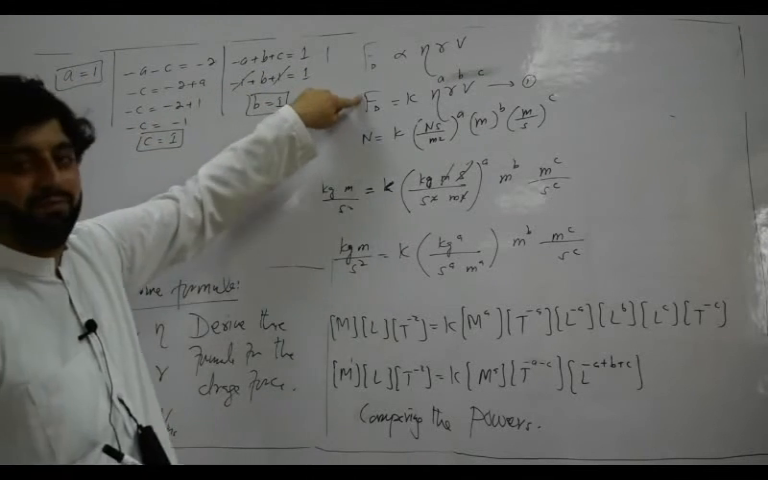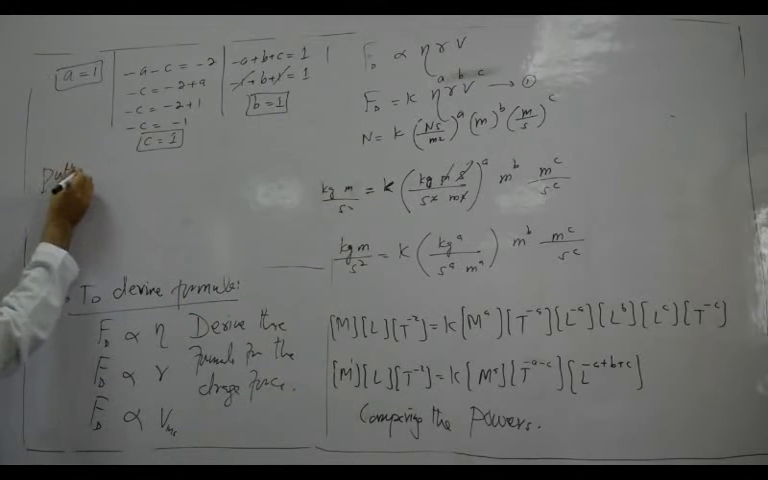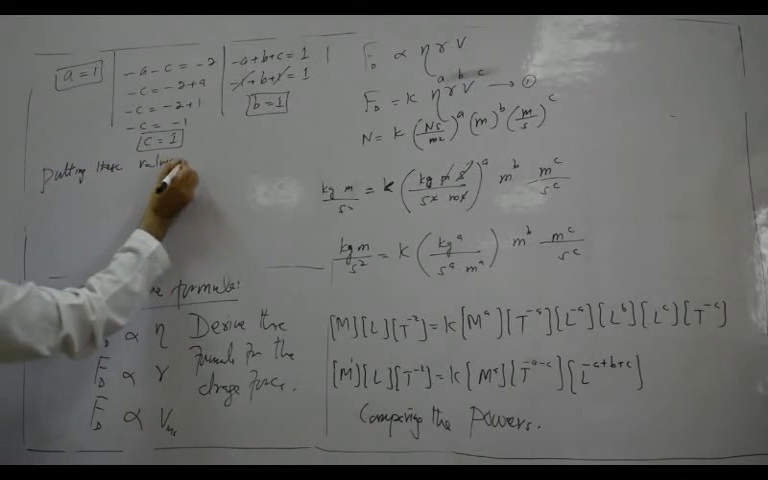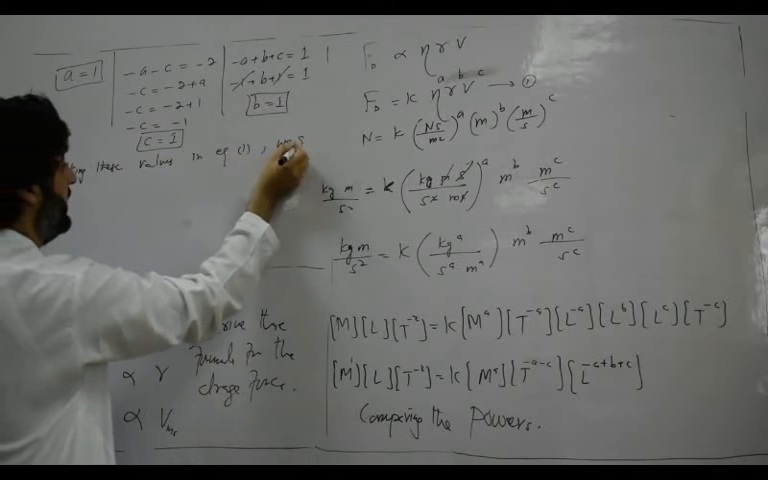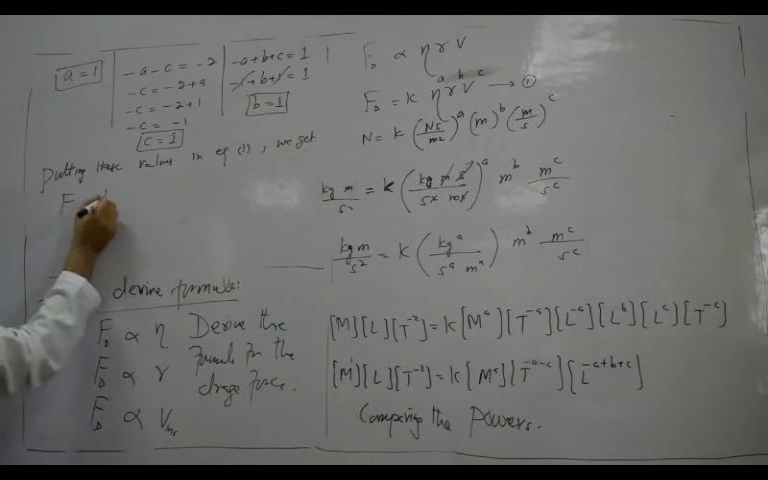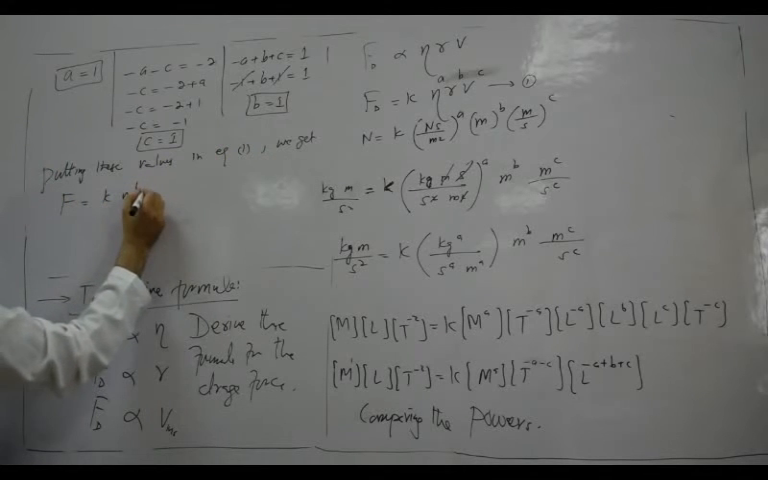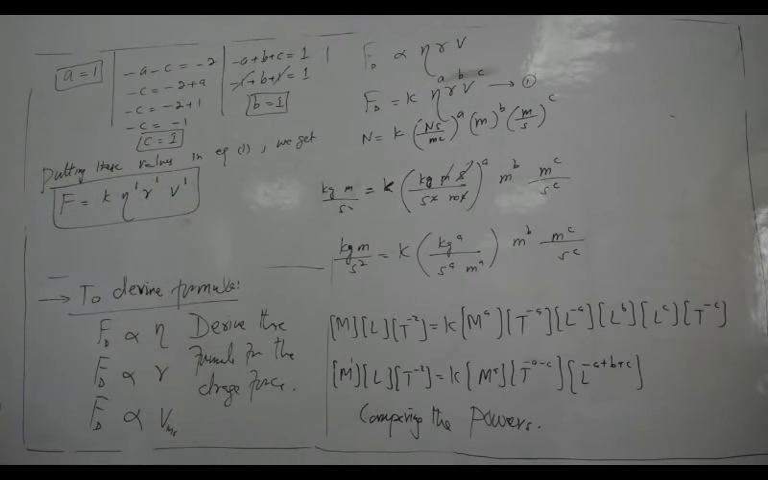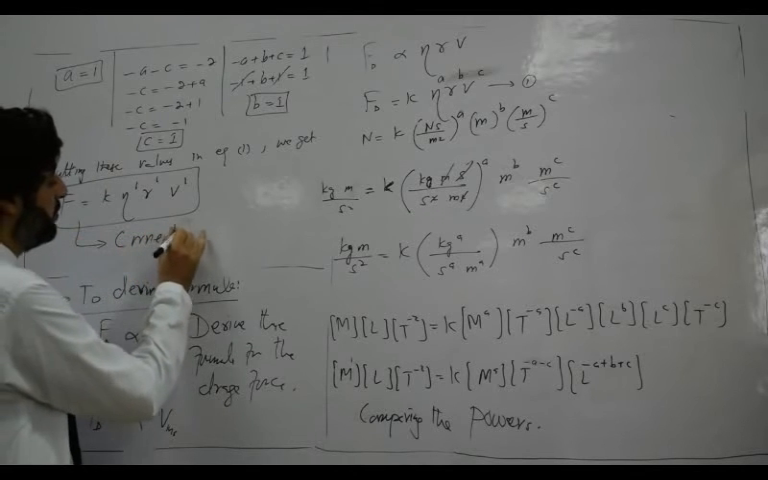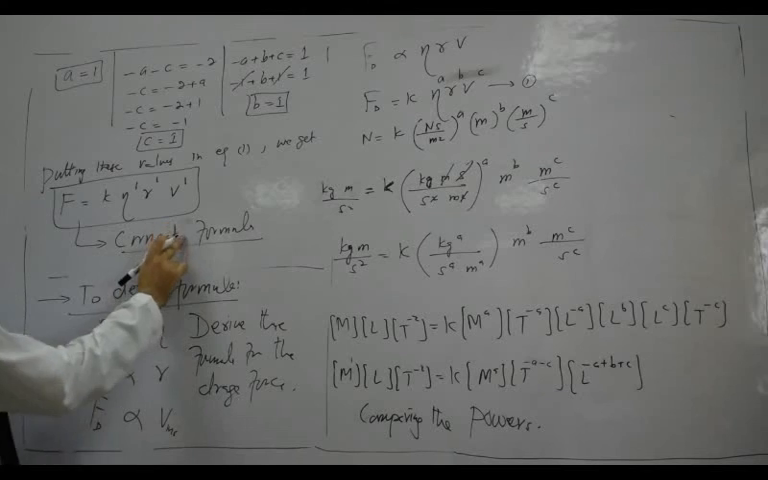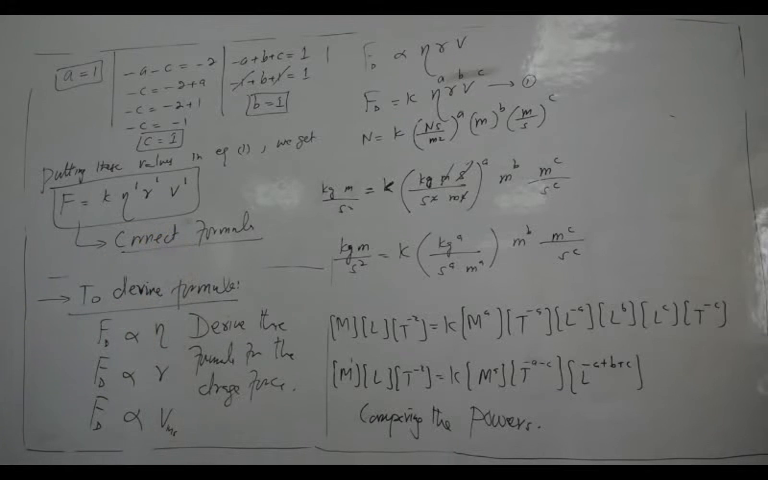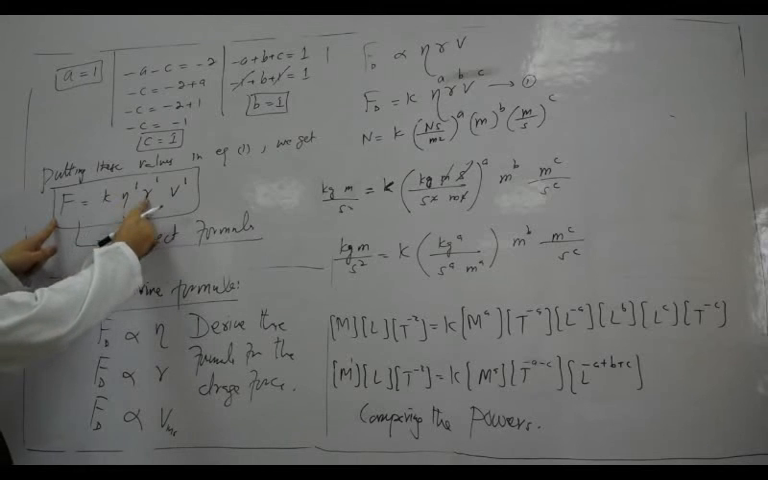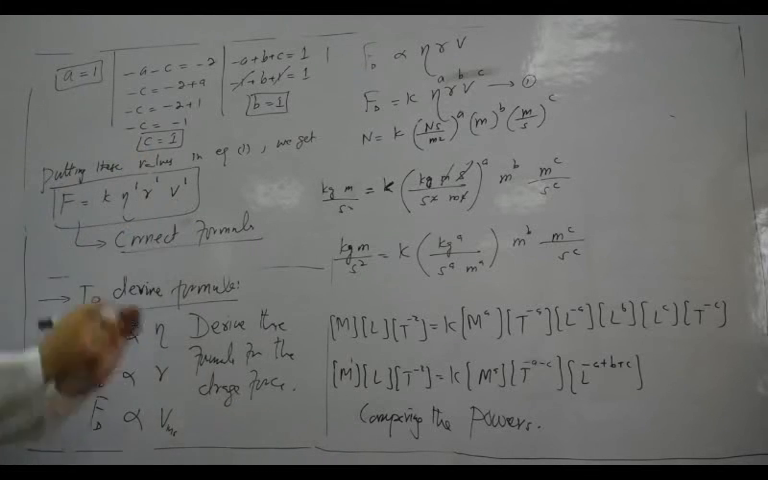Putting these values in equation number 1, we get eta power 1, radius power 1, speed power 1. If the powers are plus 1, plus 1, plus 1, it means that all these three terms are directly proportional. So that is the correct formula for the drag force. We derived the correct formula for the drag force by dimensions. The viscosity term is directly proportional to the drag force, this term is also directly proportional to the drag force, and this term is also directly proportional to the drag force.